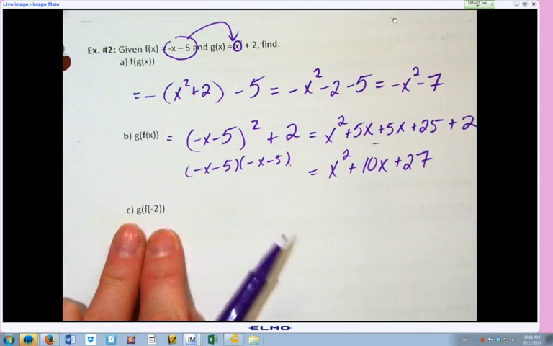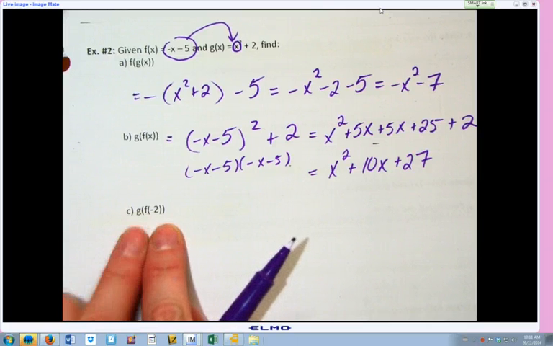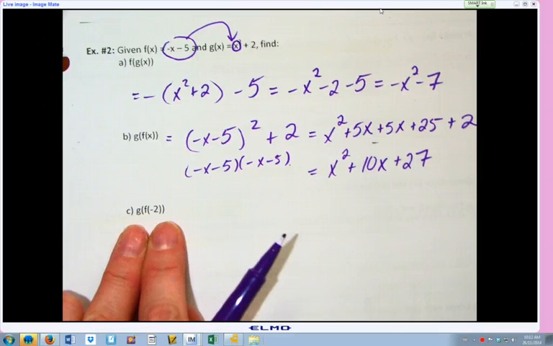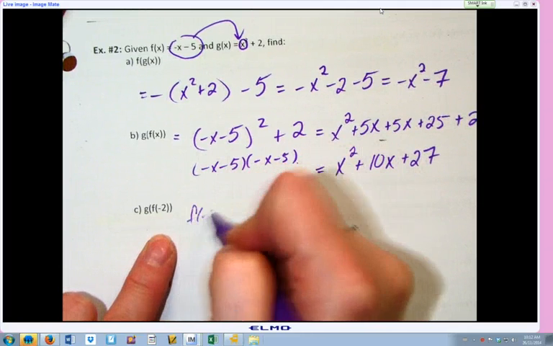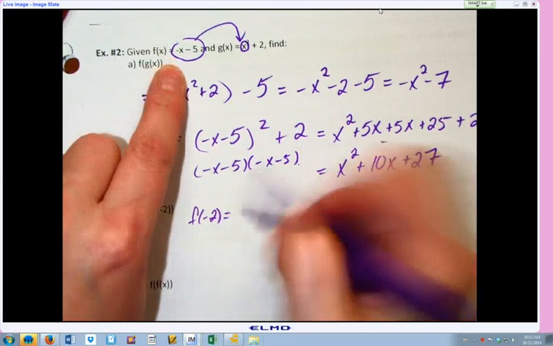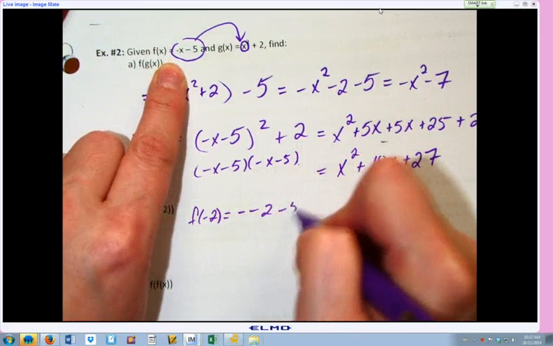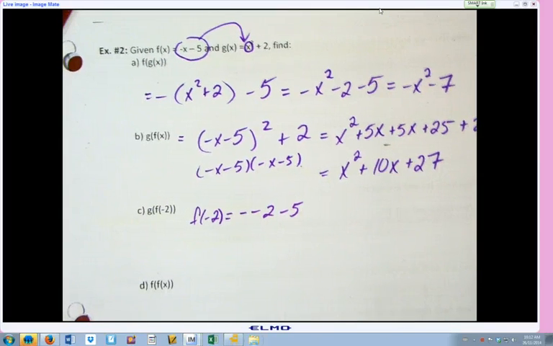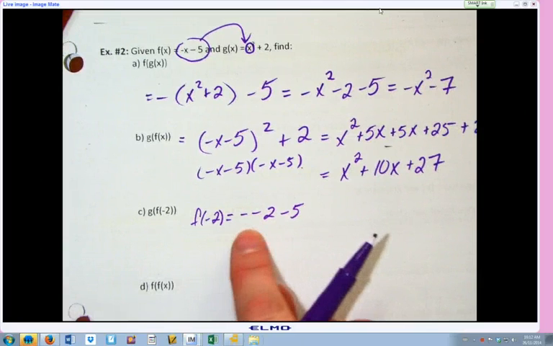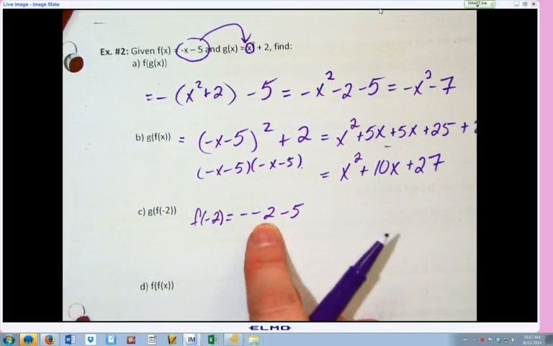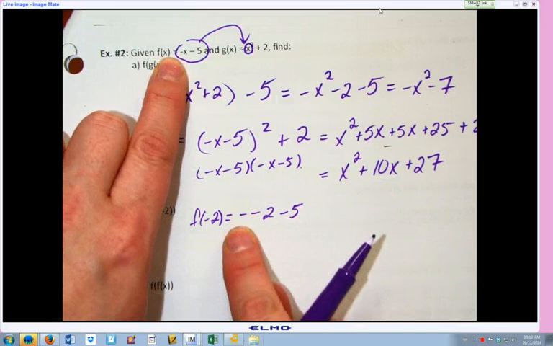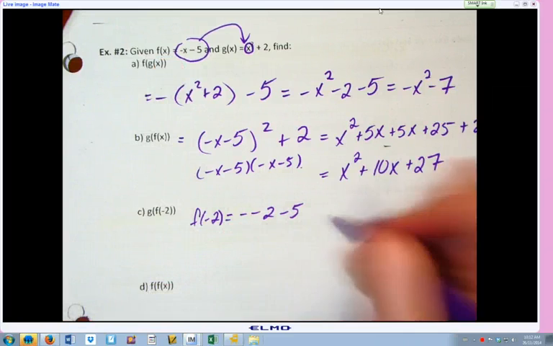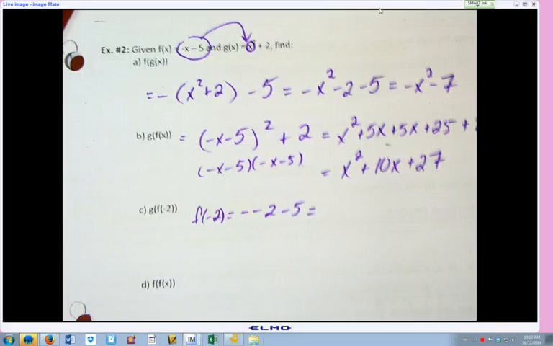Okay, see, we're back to putting a number. So if there's a number, we just do it like before. We start with the inside. What does f of negative 2 mean? Put negative 2 into f. So I'm going to take out x. I'm going to put in negative 2. Why do I have negative negative? Because there was a negative in the function, and there's a negative too, so we get negative, negative. Simplify it up.